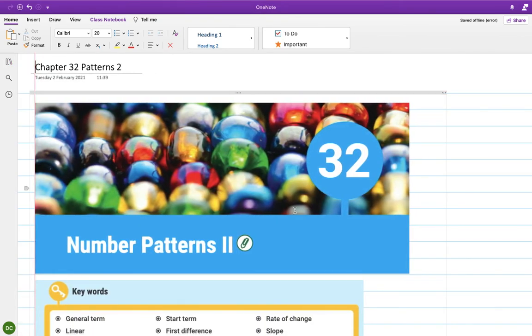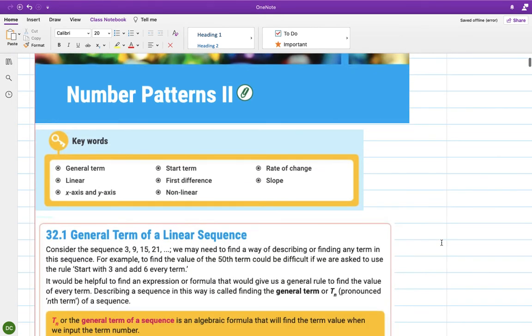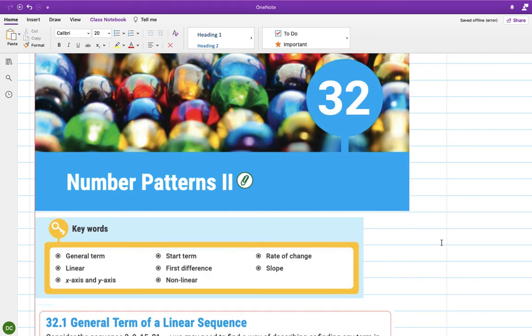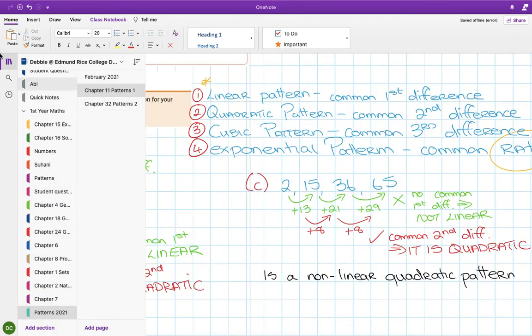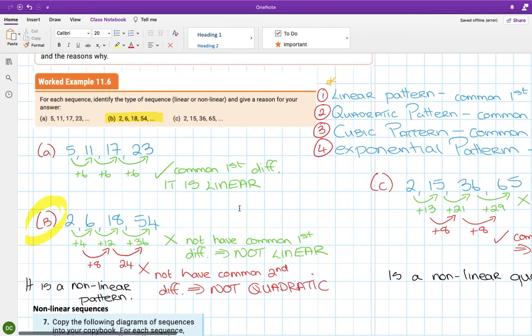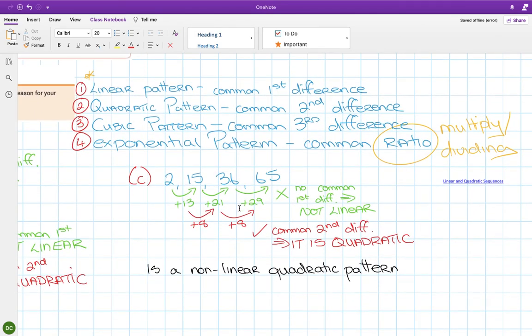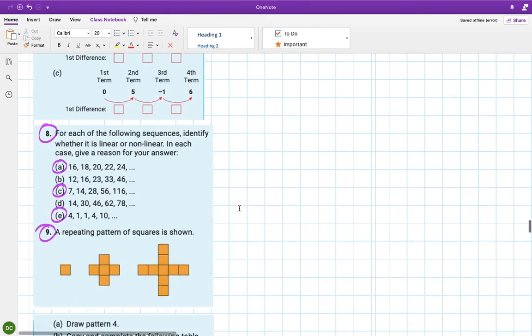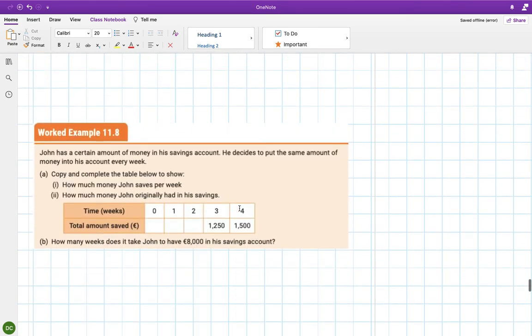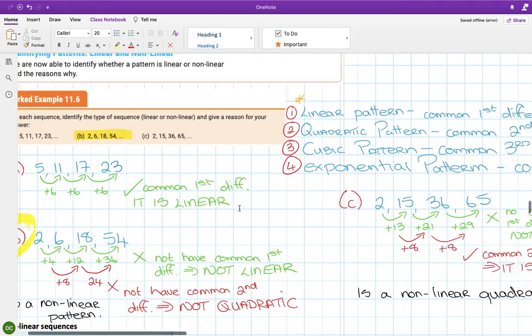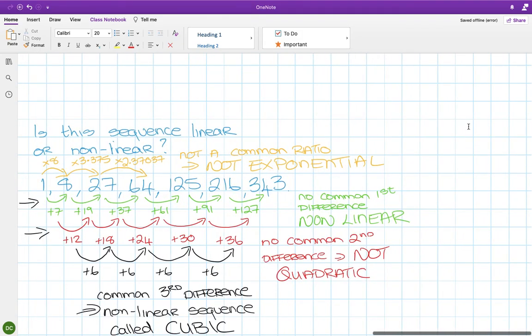Okay. So the second chapter then on number patterns 2. I'm going to concentrate on these 4 today, and your homework. Can I put it up here maybe? Yeah, let's just go out to the side a bit more.